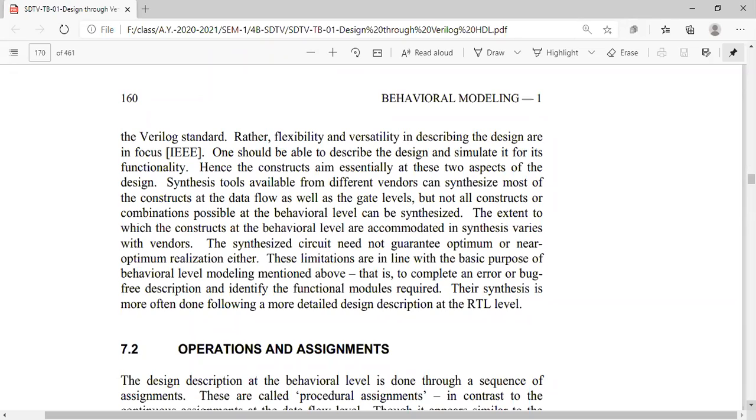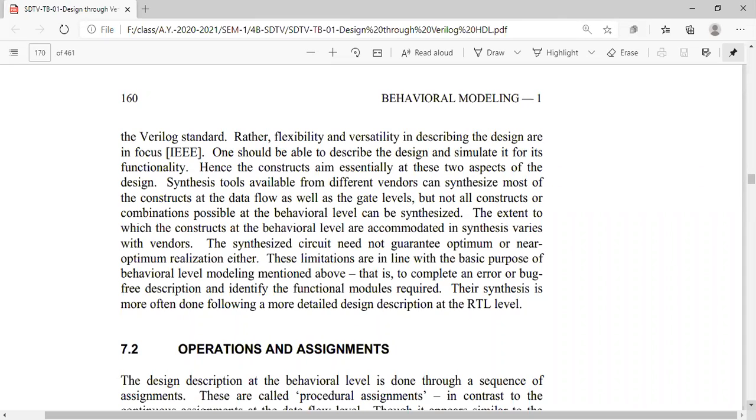Whatever code you write, it may not be synthesized. We have to change the code and do this many times when we go for synthesis. If it is not synthesized the first time, you have to change some of the statements and synthesize it again. If it is okay, well and good. If it is not okay, then you have to change the code once again and synthesize it.